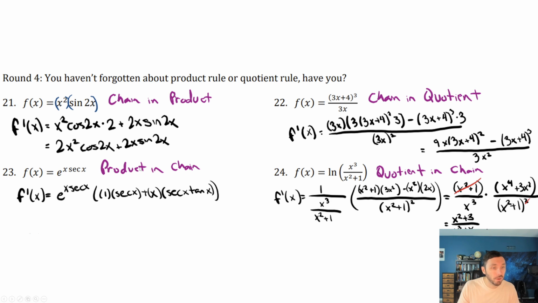Within 23, you got a product inside of a chain, so it flip-flops, right? 21 was chain and a product, and then 23 is a product and a chain. Because the first rule you're doing right away is a chain rule. E to the blah, derivative of that is e to the blah. And then is blah a function? It sure is, and it's actually a product of two expressions, so you have to use a product rule within that chain rule. So the derivative of the inner, derivative of x times secant x, is this expression right here, using the product rule.